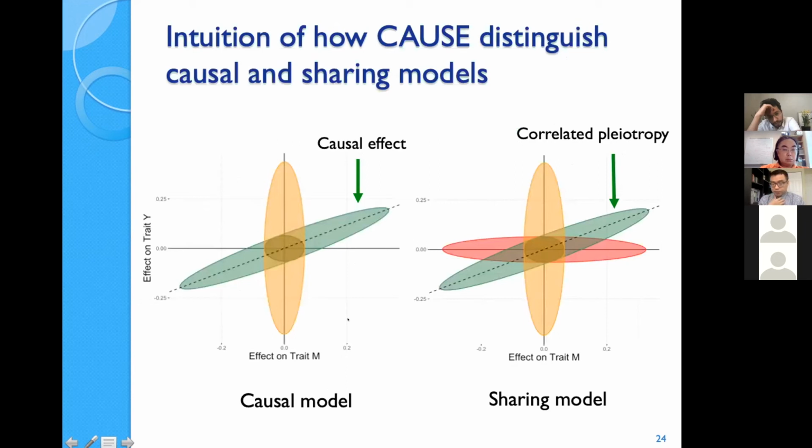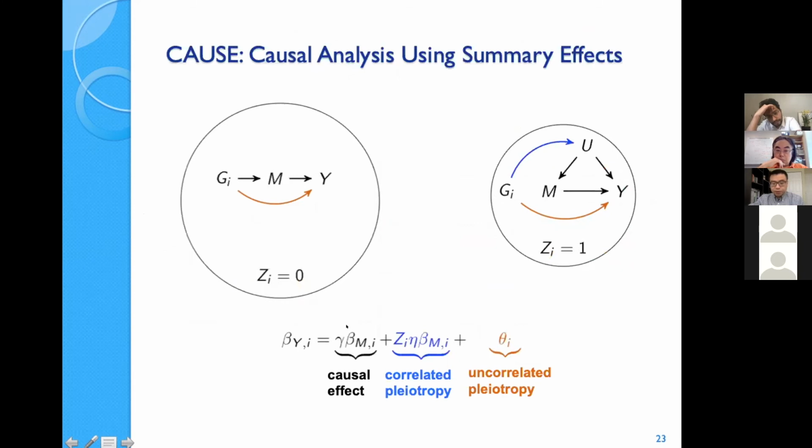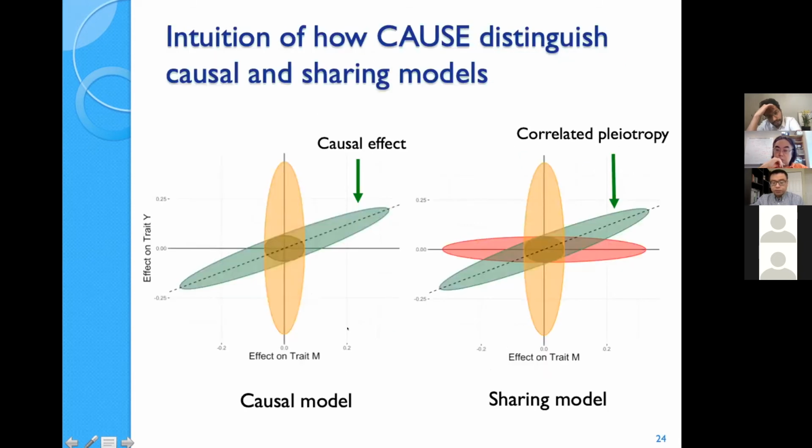Before I talk about the statistical inference, I'll give some intuition for how this CAUSE model works. We have the causal model, where the mediator or the exposure acts on the phenotype as a causal effect. The second model is the sharing model. The sharing model says that the mediator has no causal effect on the trait, but the variant can act on the unobserved confounder U. So the sharing model corresponds to the case where gamma equals 0. Our primary goal is to test whether gamma equals 0 or not.